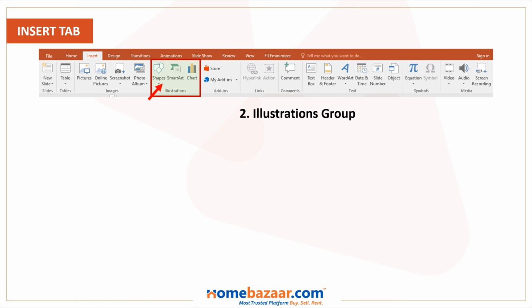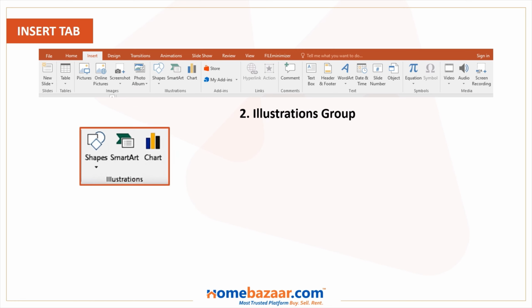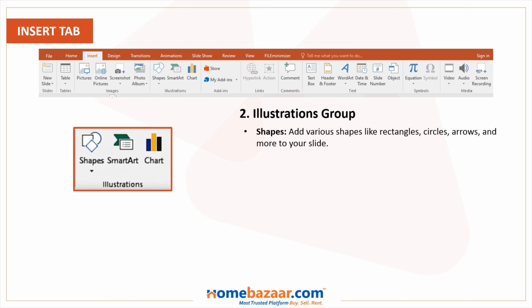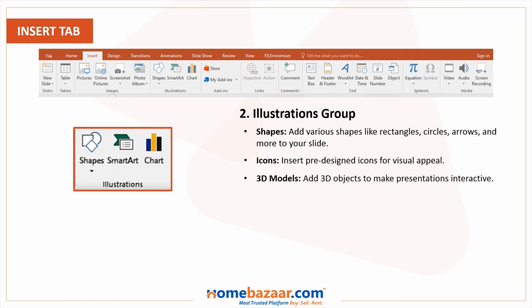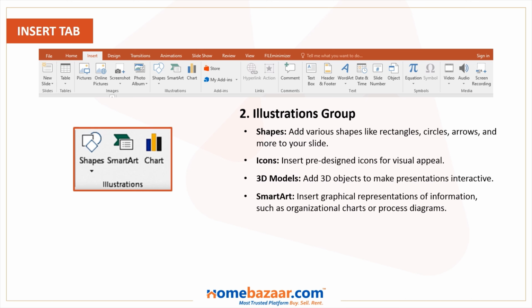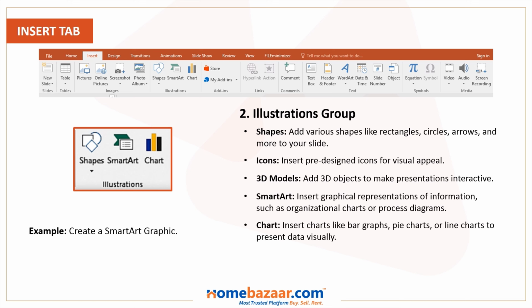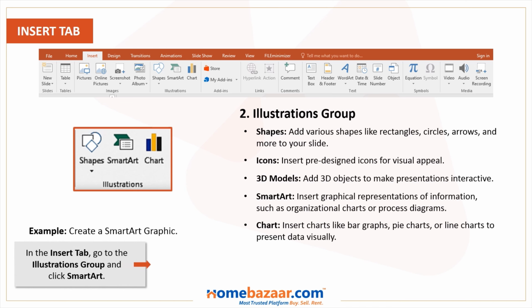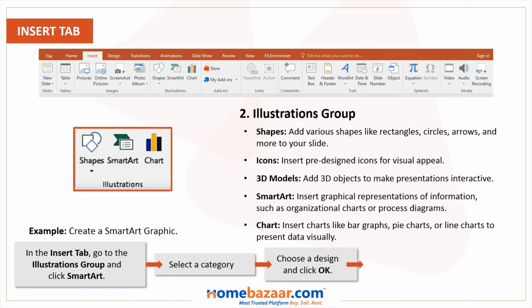Illustrations group. The Illustrations group offers a range of tools for adding visual elements, including shapes, icons, and charts. Use SmartArt to create visual diagrams or 3D models to make your presentation interactive. For example, to create a SmartArt graphic, go to the Illustrations group and click SmartArt. Select a category such as Process or Hierarchy and choose a design. Click OK and enter your text into the placeholder.